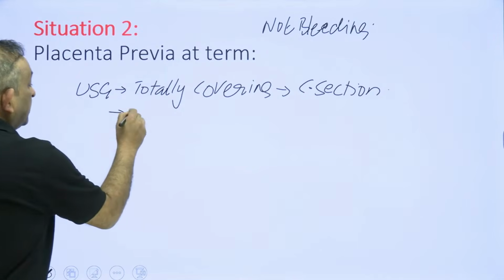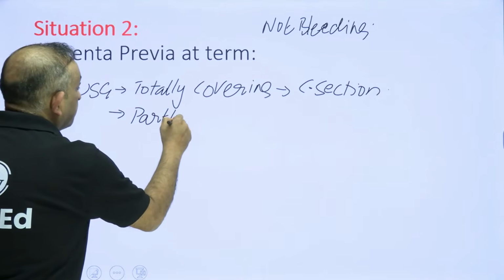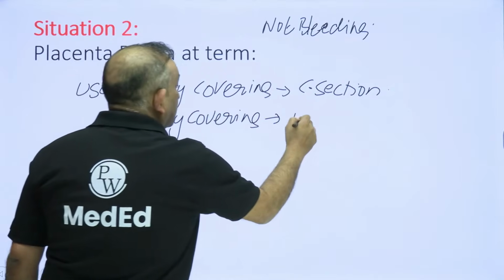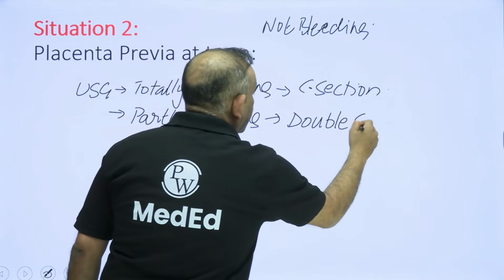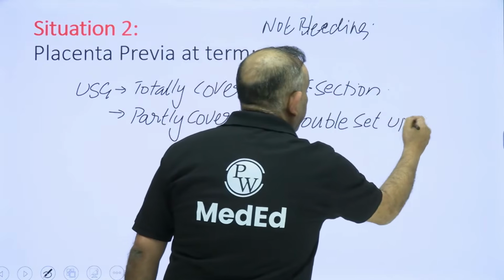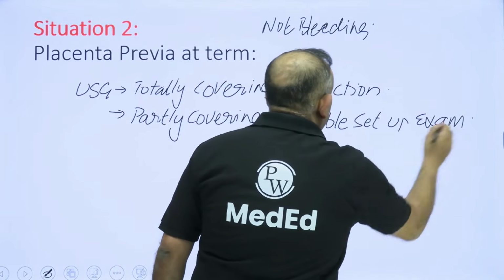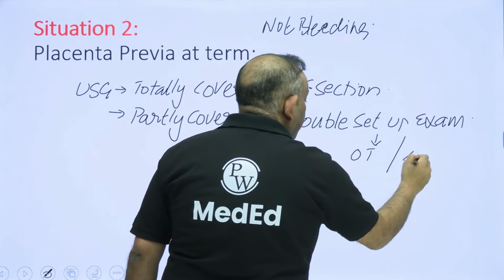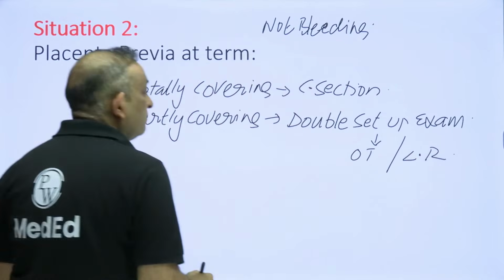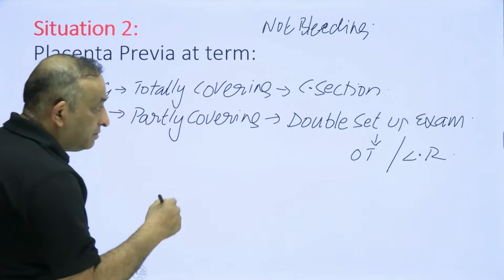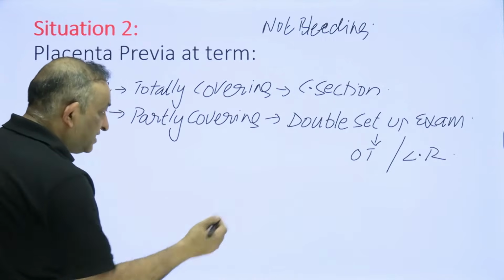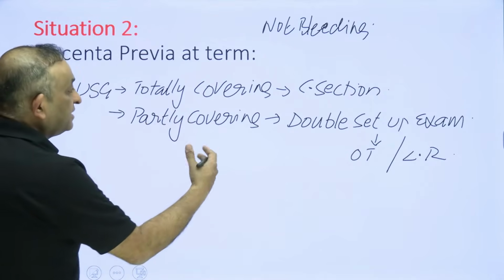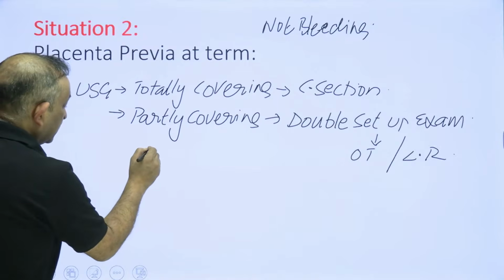If it is showing partly covering, people like me will still do the double setup examination, and this double setup examination is in the operation theater, and you have a labor room also in the hospital. You do it in the OT under mild anesthesia, mild sedation rather, with the preparations of a cesarean section. So the patient is at term, let's say 38, 39 weeks. The patient is taken to the OT.